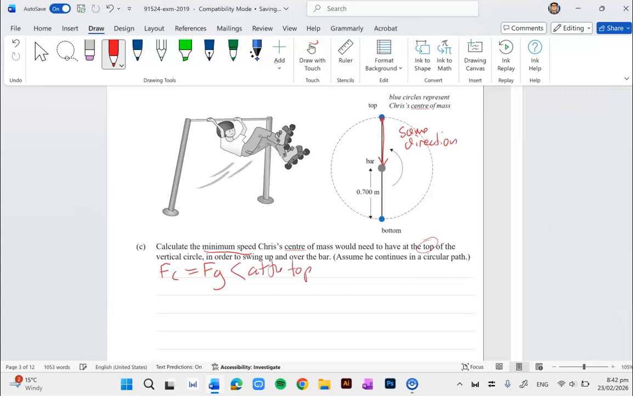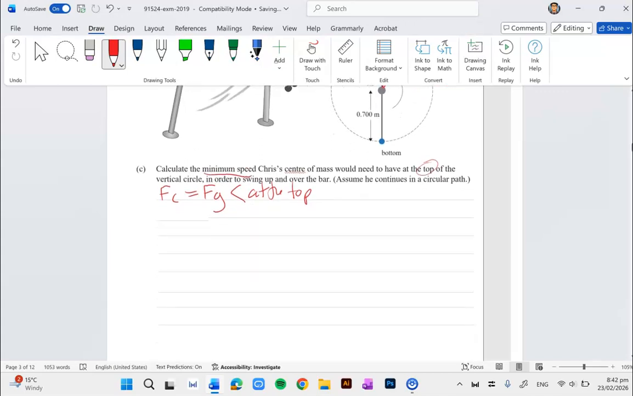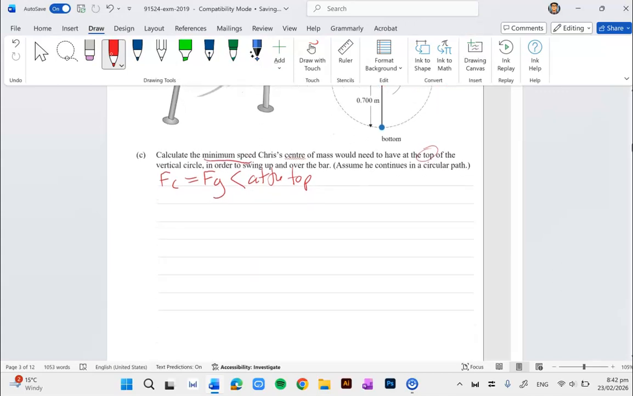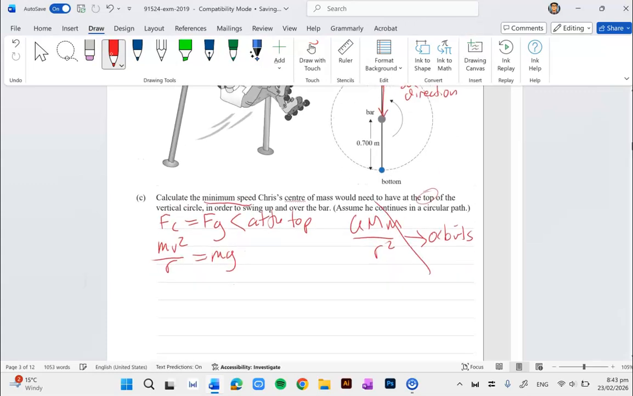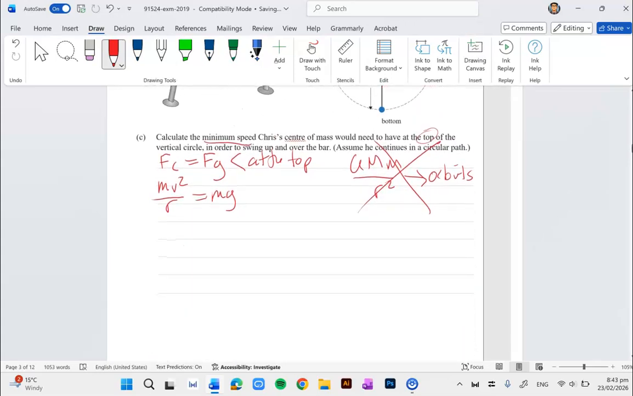We can't make it at the bottom though, because gravity is going in the opposite way. Because remember, the centripetal force always points towards the center. So we can write out the formula, which is mv squared over r equals mg. Please don't get confused. Do not use this formula, right? That's for orbits. We're not dealing with those type of questions, so do not equate it to that. So we're just going to use the standard gravity force formula.